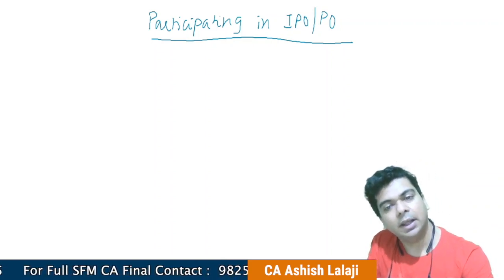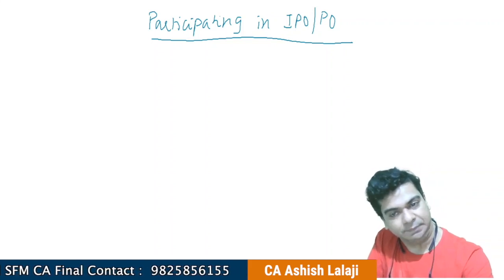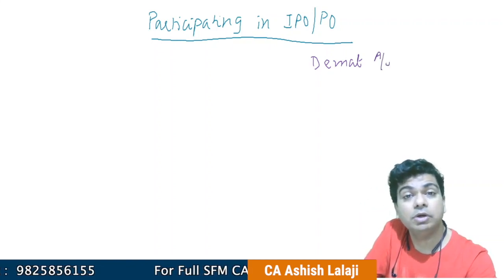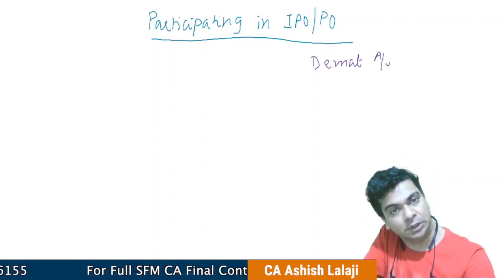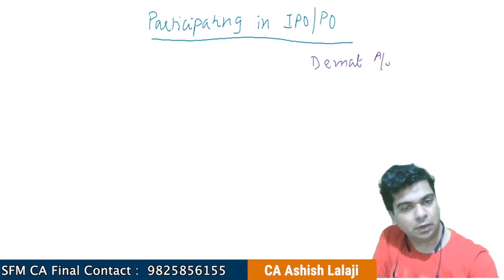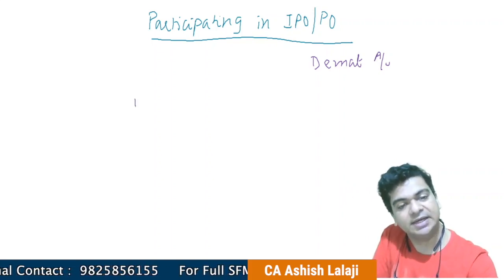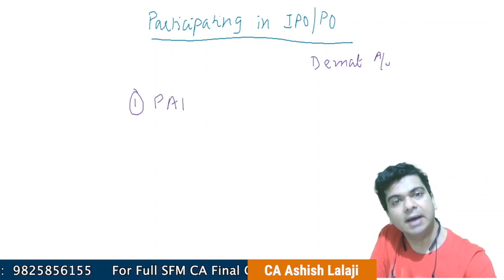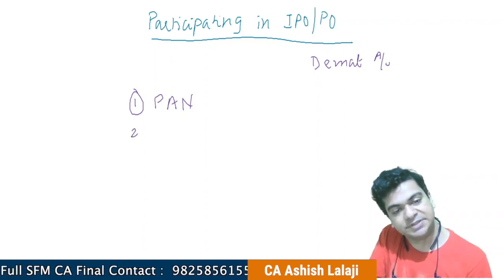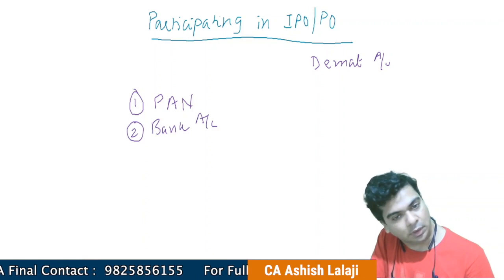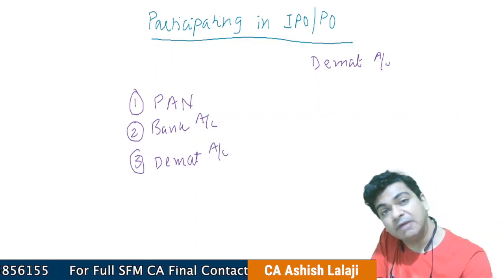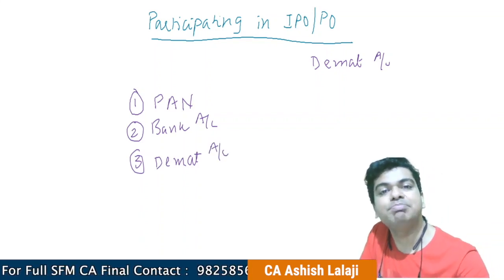If you want to participate in an IPO, then the first thing that you really need is a demat account. Without a demat account, it will not be possible for us to apply for the shares. But if you want to apply for the demat account, then before that you require the PAN. So the first thing that you need is a permanent account number. Second requirement, of course, is that you should also have a bank account. And finally, as three, a demat account.